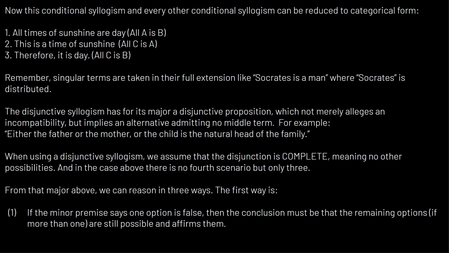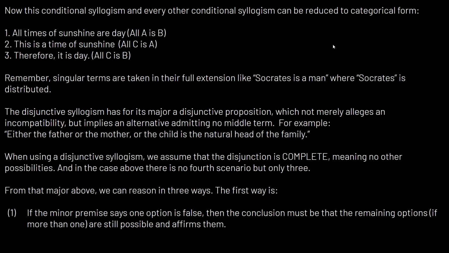Now, this conditional syllogism in particular, and every other conditional syllogism, can be reduced to a categorical syllogism. So, for example, if I were to reduce it, it would look like this, and this is what Coppens gives us. Premise 1: all times of sunshine are day, that is, all A is B. Two, this is a time of sunshine, that is, all C is A. Therefore it is day: all C is B. Now remember, singular terms are taken in their full extension, which just means they're distributed, right?